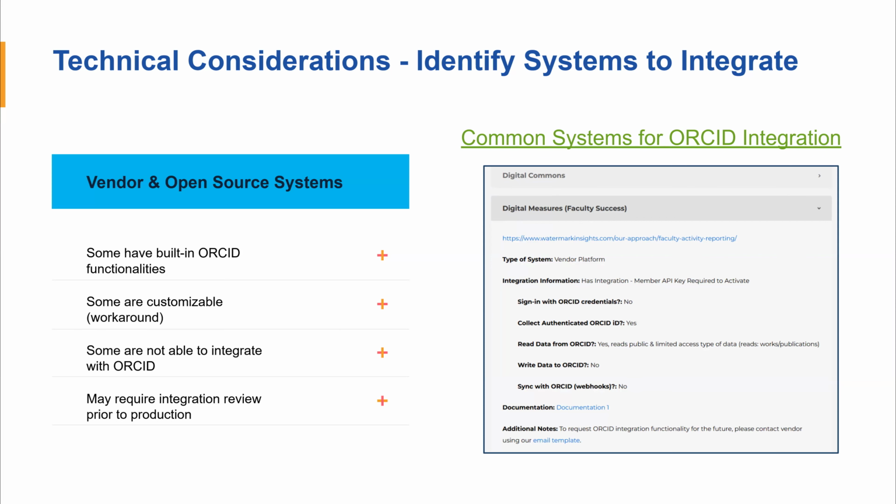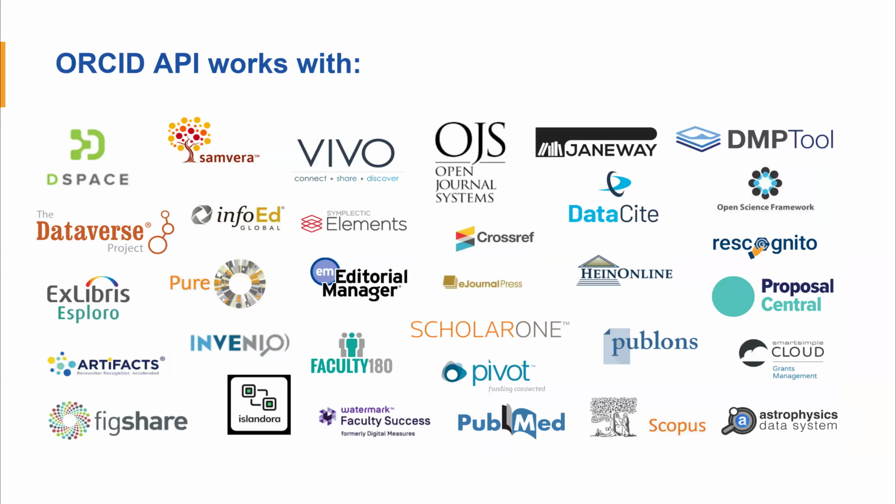So that's kind of an example here with additional measures. But if we look at here, these are just some of the systems that an ORCID API works with. So you have InfoEd, for example, Symplectic Elements, Scholar One for manuscripts, and then you also have Proposal Central for grant funding. So these are just some of the systems that you could use an ORCID API with.